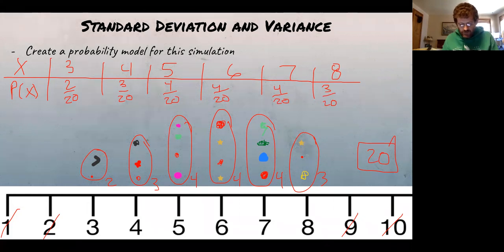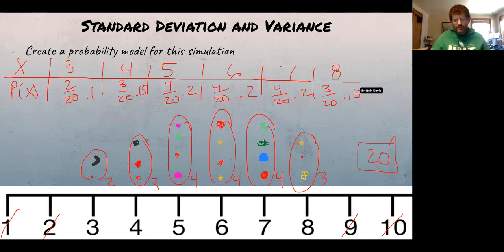And 3 in 20. We could convert it into decimals if we like. It's your choice. When it's 20, that's an easy thing to do. So that's going to be 0.1, 0.15, 0.2, 0.2, 0.2, and 0.15. All right, so that might be a little easier when we're using some calculator work here in a second.